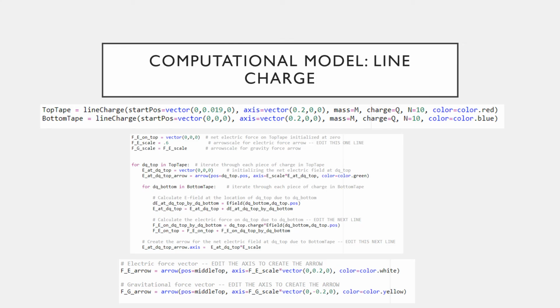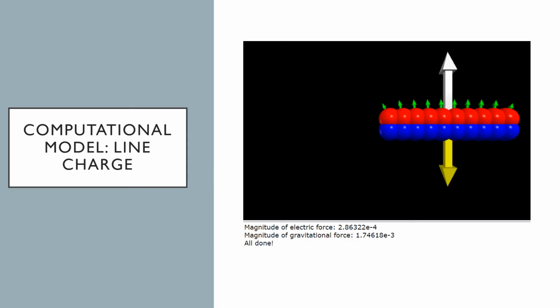Next, the tape was treated as a line charge. I created two line charges that were placed the measured vertical distance away from one another, and then I iterated through the top and bottom tapes to create a visual for the electric field. The green arrows show the electric force from the bottom tape to the top tape. The white shows the electric force vector, and the yellow shows the gravitational force vector.